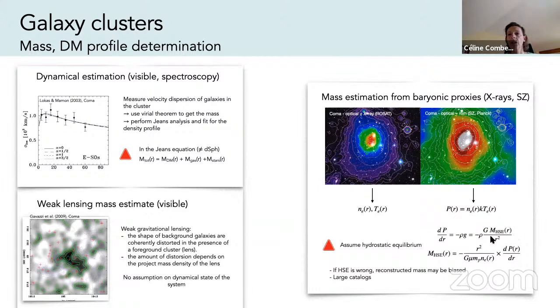This works very well, and the great thing is that we have large catalogs of X-rays, we have loads of observations, and this is very interesting. But this assumption is a very strong one, and if it does not hold, it means you may be biasing your mass reconstruction. But in principle, we have all these ways to deal with the mass of galaxy clusters.